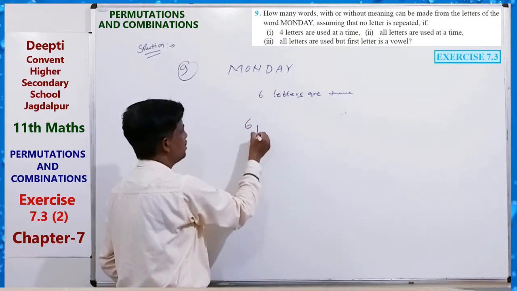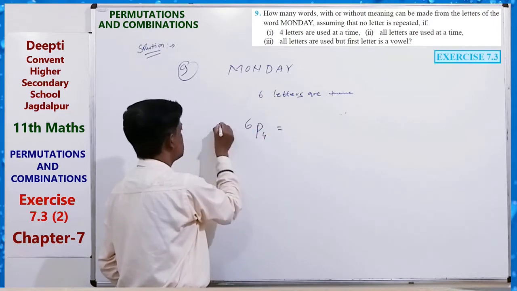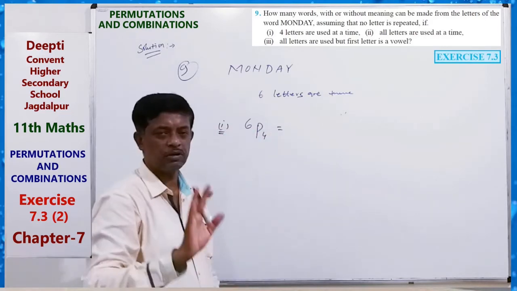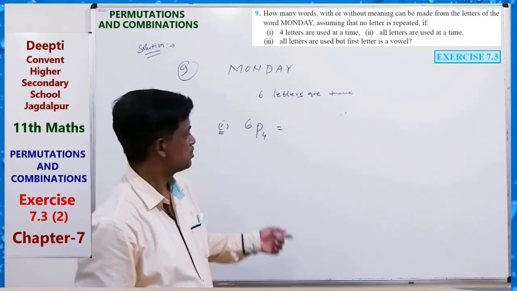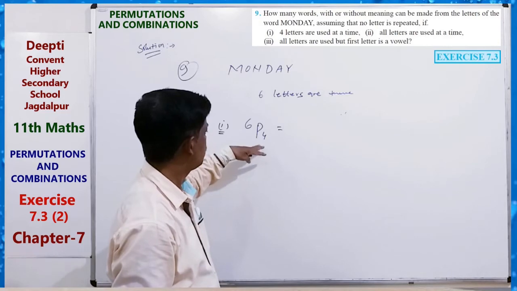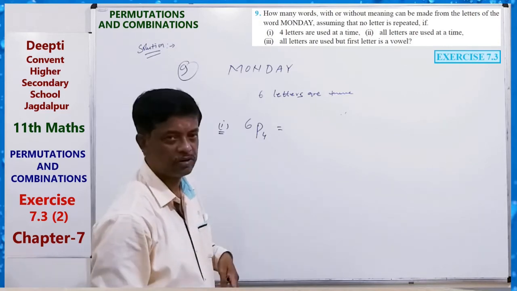And so 6P4 gives the first answer. No letter is repeated, so different letters. So select 4 and arrange. So 6P4.